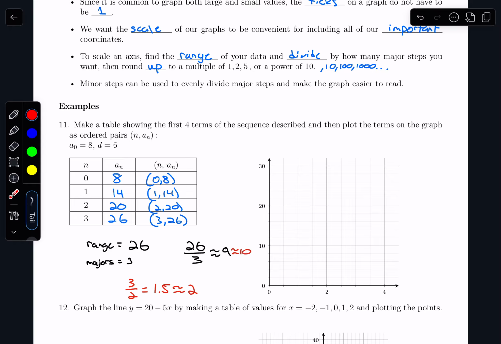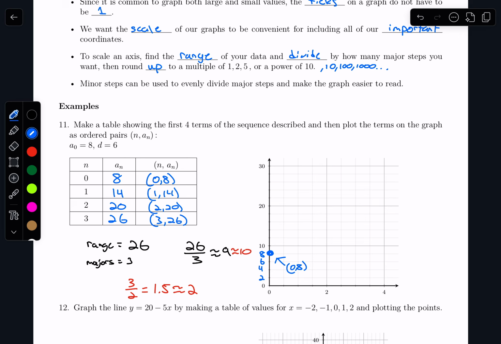So I need to know where is up 8, because 8's not labeled up here. So I need to find 8. Because it goes from 0 to 10, and there's 5 tick marks in between, 10 divided by 5 is 2. So I know this goes up by 2's each time. So 0, 8 is going to be right there on the y-axis.